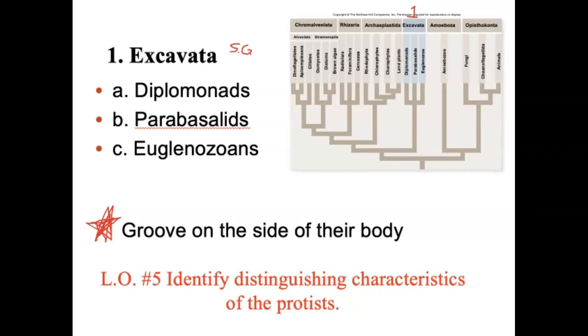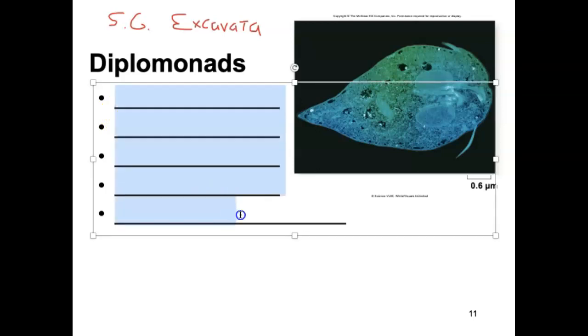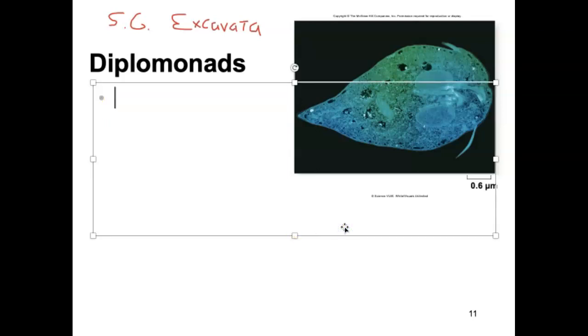All right, so the first group of Excavata to talk about are the diplomonads. I'm just going to put it up here. Remember, these are part of supergroup Excavata. I'm writing it by hand because it looks horrible, but you'll hopefully remember it more than if it was typed out and looked all neat and clean. So, diplomonads. What do we know about them? Well, they're all single-celled. That's a unifying feature within this group.